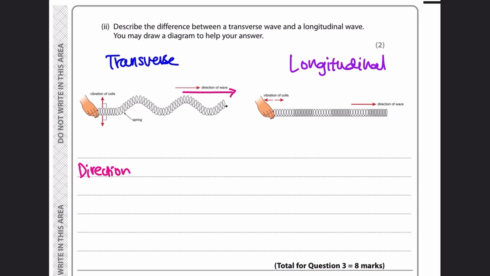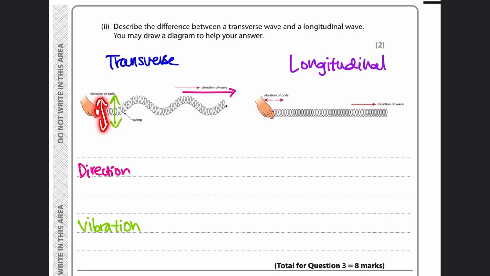And then you have to mention the vibration, which for the transverse wave is up and down. Do you guys know what's going on? Just imagine you're this hand, right? And there's this spring. You're going to hold on to the spring here, and you're going to move it up and down, up and down, up and down with your hand. And therefore, the spring is going to move up and down.